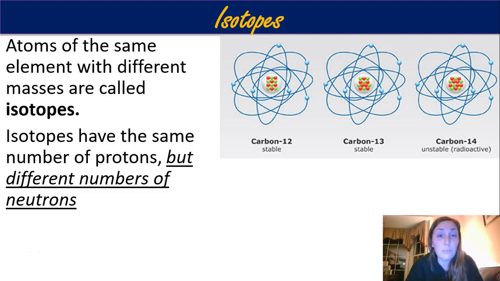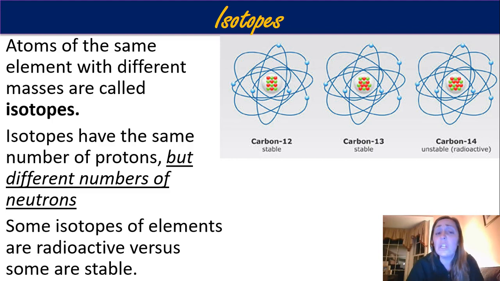If you remember, masses are protons plus neutrons. Well, if the mass is changing, but you're not changing protons, you must be changing neutrons. So some isotopes of elements are radioactive versus some are stable. So for example, carbon 14 is radioactive over here.